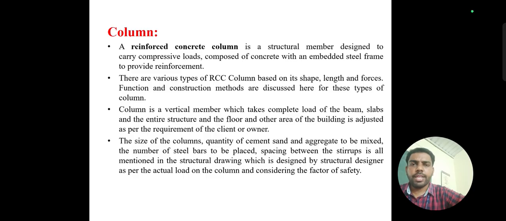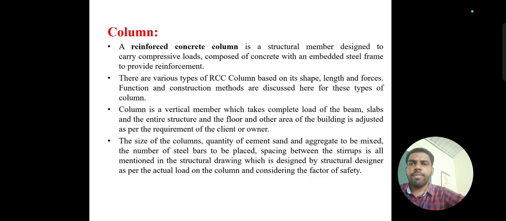There are various types of RCC columns based upon shapes, length and forces. Functions and construction methods are discussed here. A column is a vertical member. It takes the complete load from the beams, slabs and the entire structure. The floor and other areas of the building are adjusted as per the requirement of the client or owner.